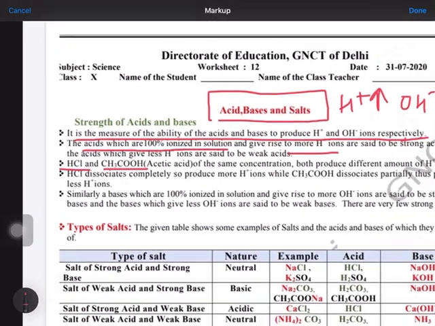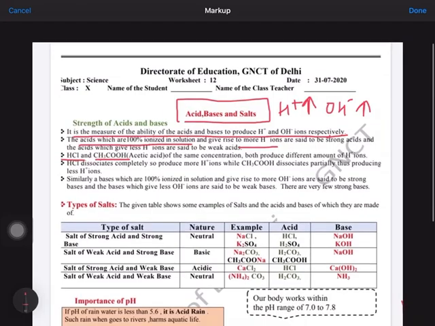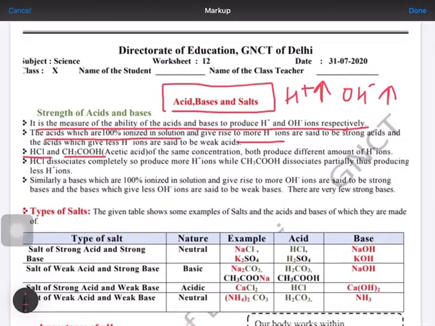That means if we take the same concentration of both, they produce different amounts of H ions. If we take 10 ml of HCl and 10 ml of acetic acid in the same concentration and dissolve both of them in water, then the number of H ions produced by HCl will be higher compared to the number of H ions produced by acetic acid. Likewise, HCl dissociates completely to produce H ions while CH3COOH, that means acetic acid, dissociates partially.